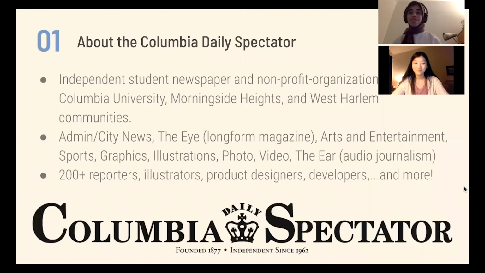First off, obligatory introduction to our parent organization, the Columbia Daily Spectator. Columbia Daily Spectator is an independent student newspaper and nonprofit covering Columbia University and our surrounding community. That includes Morningside Heights and West Harlem, and our journalism sections include a lot. We have admin, city news, arts and entertainment, sports, illustrations, photo, video, our long form magazine, The Eye, its sister podcast, The Ear, and of course, graphics. Altogether, we are a team of 200 plus reporters, illustrators, product designers, developers, and more. All of us are also undergraduate students at Columbia, balancing the work that we do for the student paper with our already hectic lives.